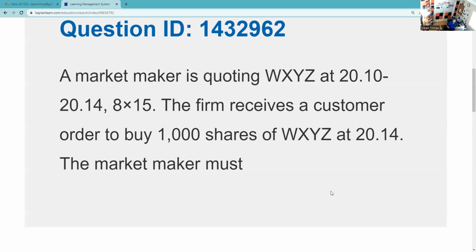So very important, it's not the customer's job to tell me that's a limit order. That's my job to recognize the customer has now specified his price. Now, good news for the customer. The customer wants to buy 1,000 shares at 2014, and I'm willing to sell up to 1,500 shares at that same price. So there's a couple ways to look at this.